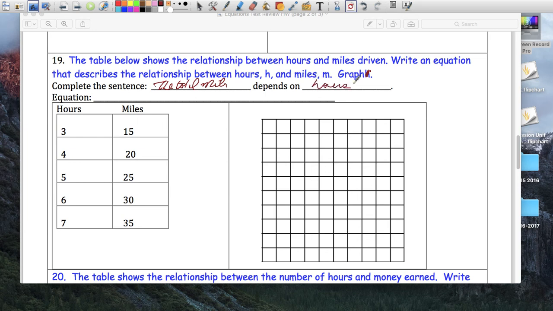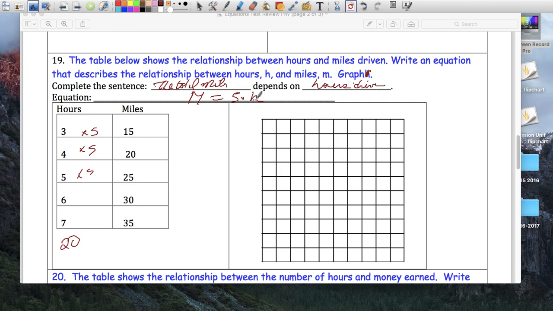There's one more. The table shows a relationship. Complete the sentence. We're going to talk about hours and money earned. Does the money earned depend on the hours, or the hours on the money earned? I think the money earned depends on the hours that you work. So you can use the sentence straight up for the equation. M for money equals the hours times something. How did the 5 become 30? Times 6, times 6, times 6. Every value of H here is multiplied by 6. So it's 6 times H.